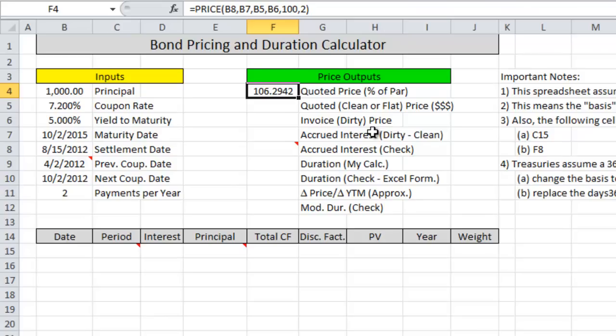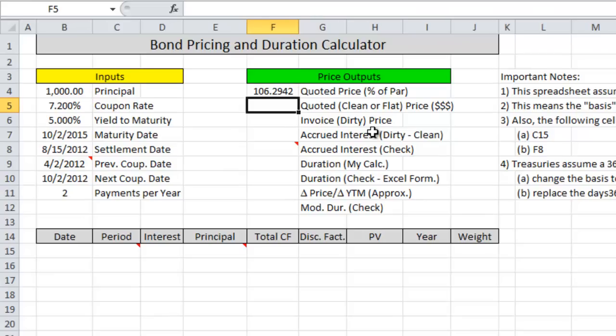The reason I had us put in $100 of the redemption value is that most bonds, when the prices are quoted, they're quoted as a percentage of par value. So when you put in 100 as a redemption value, what this spits out is percentage of par value. So this bond should be trading at 106.2942% of par value.